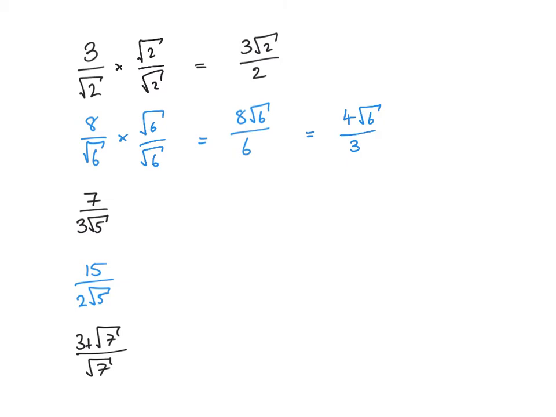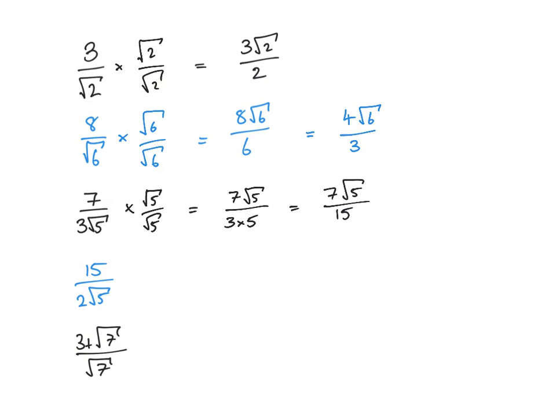Again, 7 over 3 root 5. We're going to multiply top and bottom by root 5. I don't need to worry about the 3, just the root 5. And so when we do that, the numerator is 7 root 5. And on the bottom, we have 3 times, well, root 5 times root 5 is 5. And so again, just simplify that: 7 root 5 over 15.